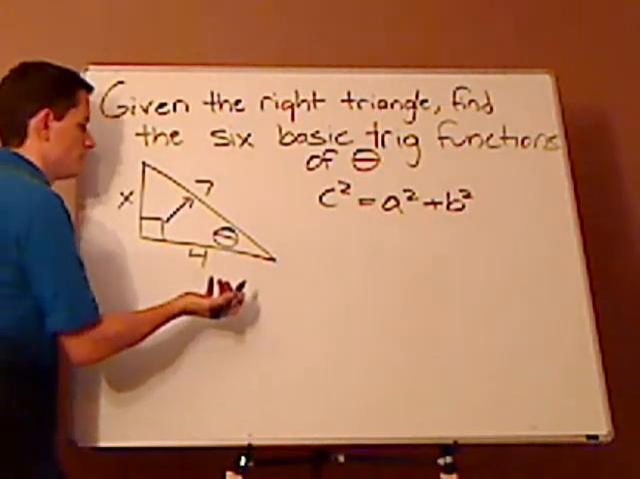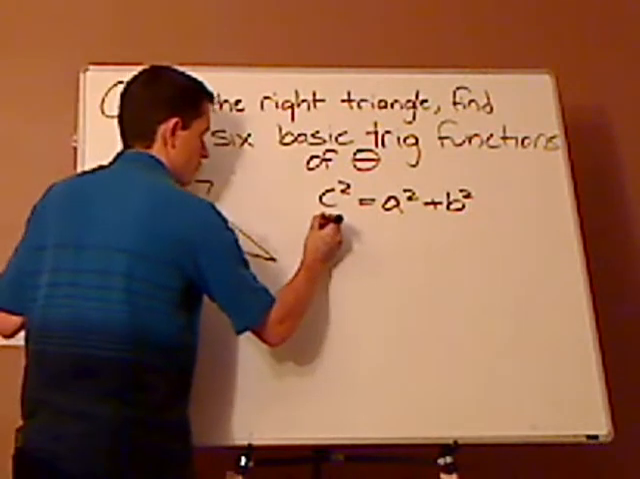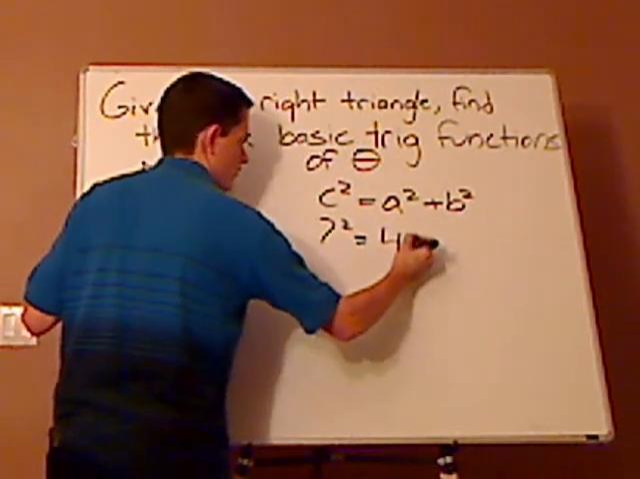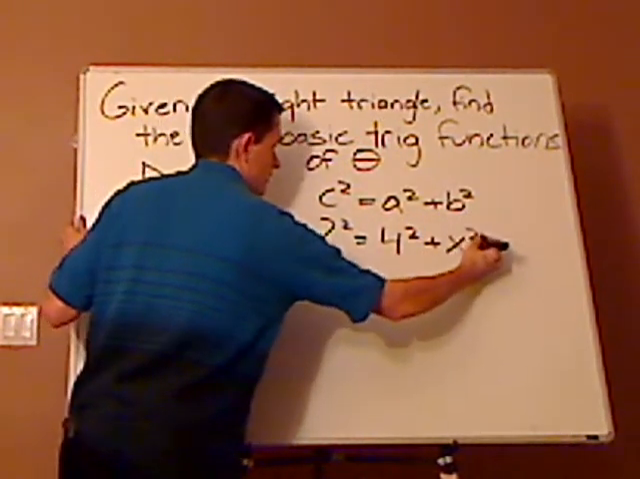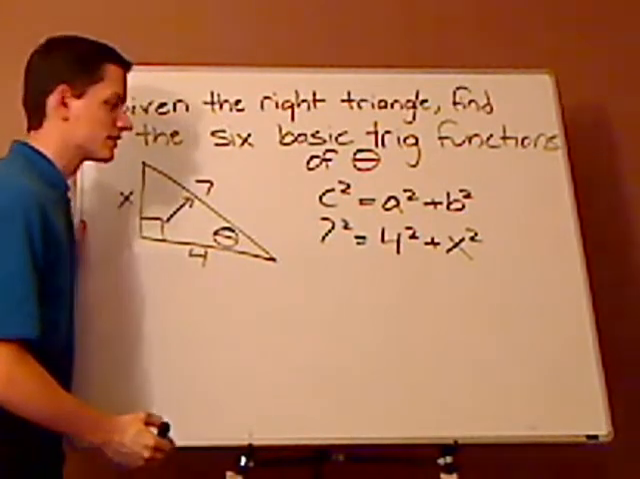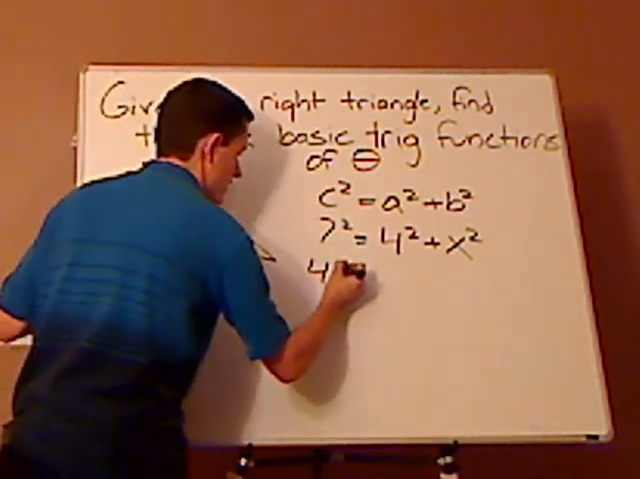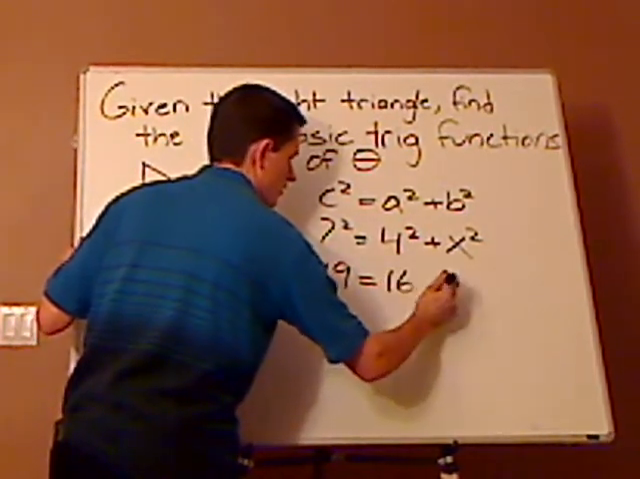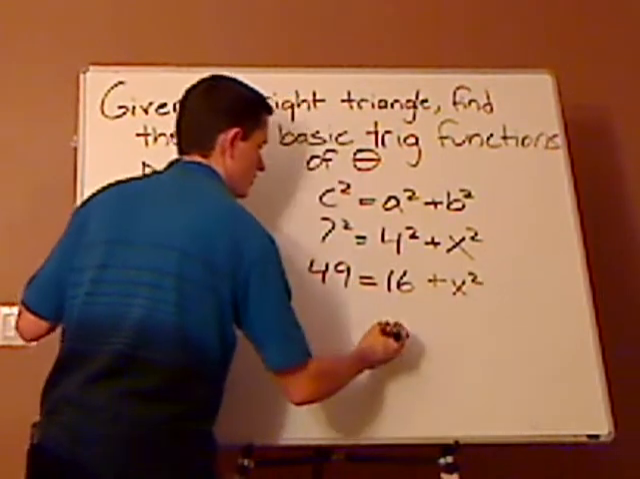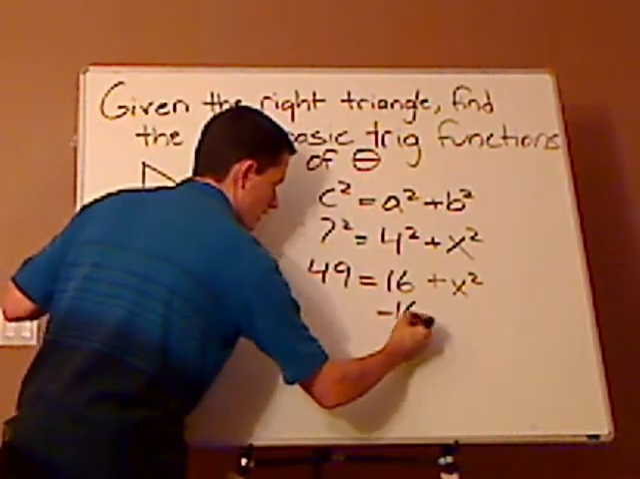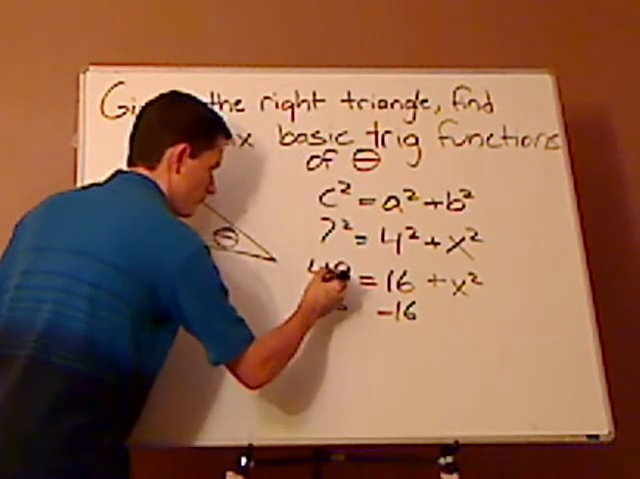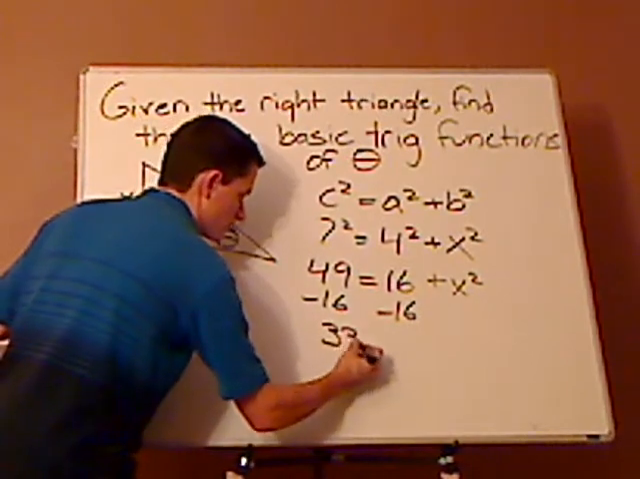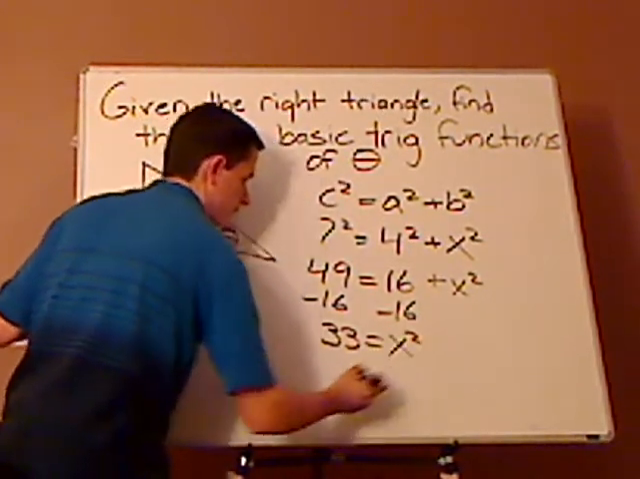So then you just plug the numbers in. So this is 7 squared equals 4 squared plus x squared. Then you just solve for x. So 7 squared is 49, 4 squared is 16, plus x squared. You solve for x, so you're going to get x squared all by itself first. 49 minus 16 is 33. So this is 33 equals x squared.